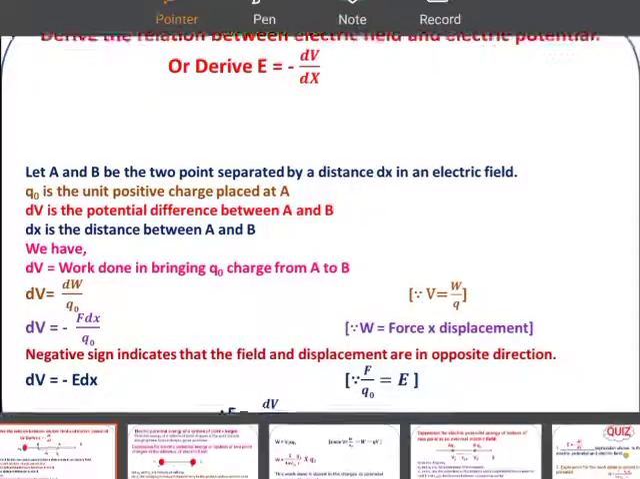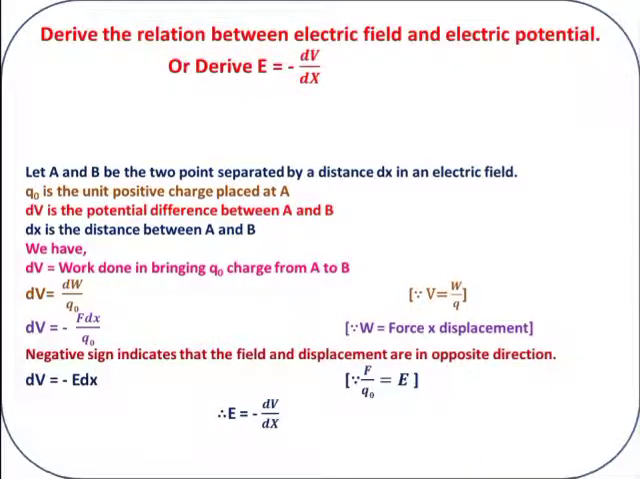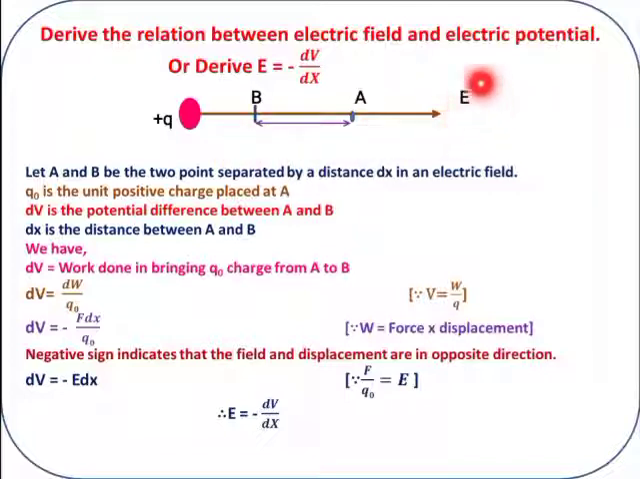Consider a positive charge, plus Q. Then what is the electric field? The electric field is in this way. Why? Because this is a positive charge and the electric field line always moves from the positive terminal to infinity, right? So this is the direction of the electric field.